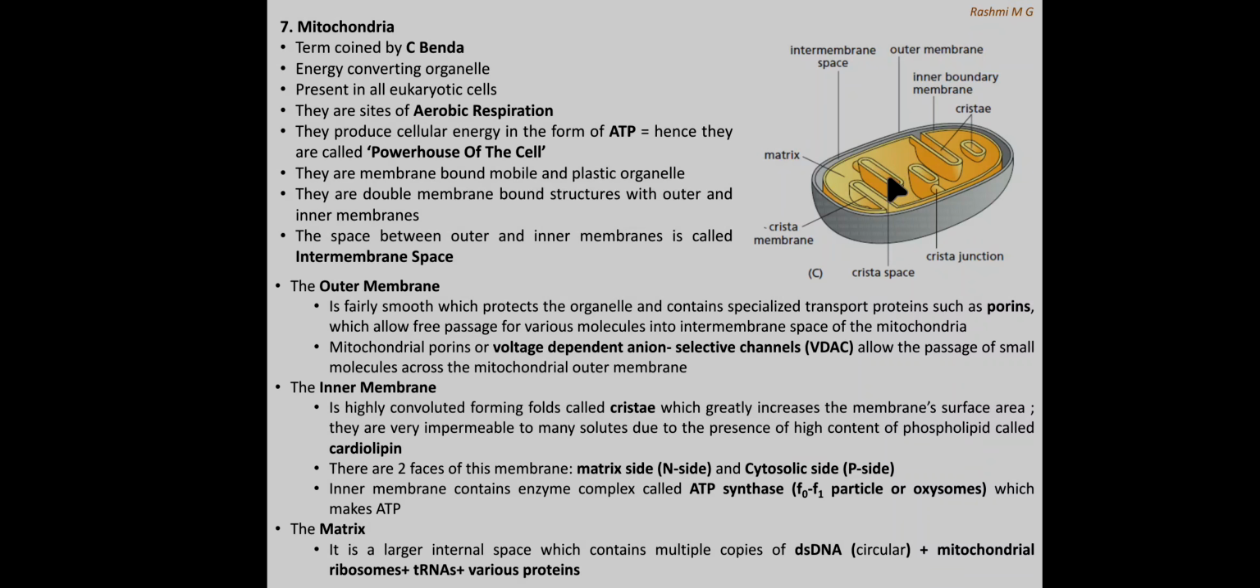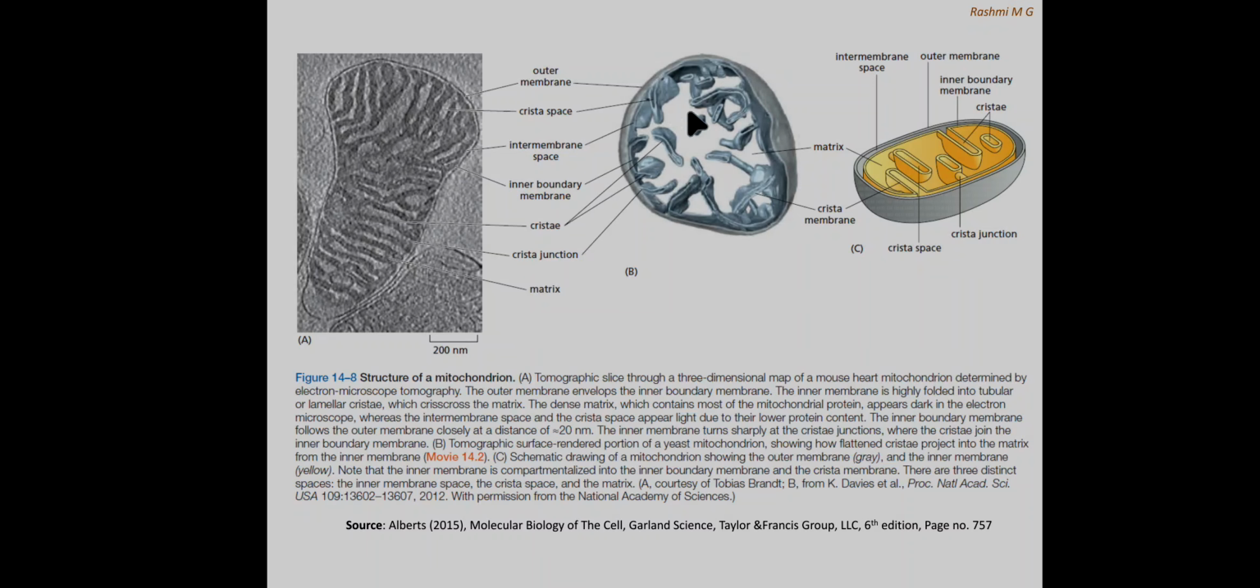They have two phases: the one towards the matrix, which is the N phase, where N refers to negative, and the cytosolic side, which is the P side, which is positive. The inner membrane contains an enzyme complex called ATP synthase, known as the oxysome or F0 F1 particle, which makes ATP. The matrix has a large internal space, and it contains multiple copies of double stranded circular DNA, mitochondrial ribosomes, tRNAs, and mitochondrial proteins. So this is the structure and the labeled diagram of mitochondria.